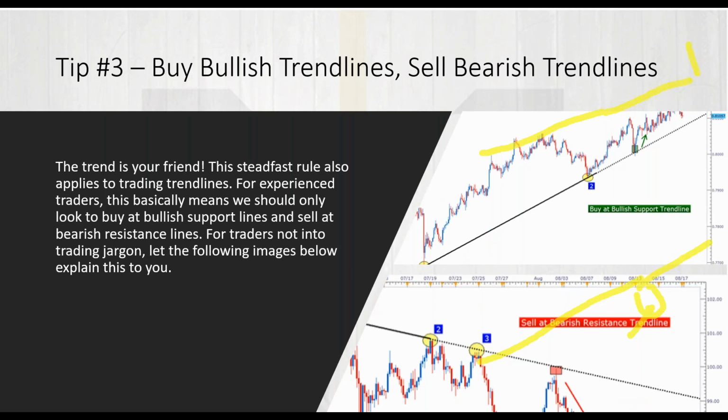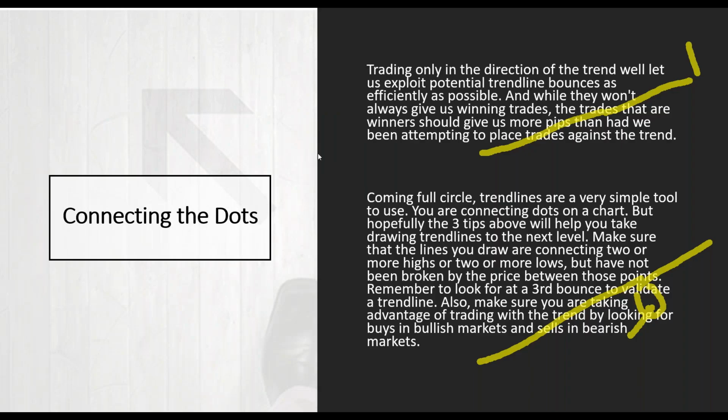And we want to buy on bullish trend lines and we want to sell on bearish ones. We would only consider bullish or buy scenarios, based on however we're entering a trade, when price is above the trend. We would only consider sell scenarios when price is declining or below a downtrend. Okay. So this keeps us trading in the direction of the trend and allows us to exploit those movements. Trading only in the direction of the trend will let us exploit potential trend line bounces as efficiently as possible. And while they won't always give us winning trades, the trades that are winners should give us more pips than if we had attempted to place trades against a trend.